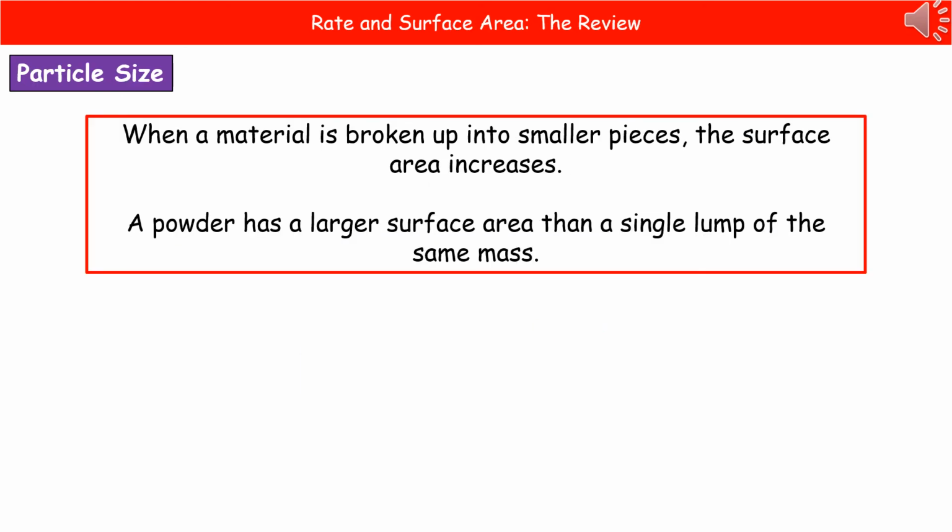Our fourth factor is surface area. So when we break a material up into smaller pieces, the surface area increases. So our powders have a much larger surface area than a single lump of the same mass.